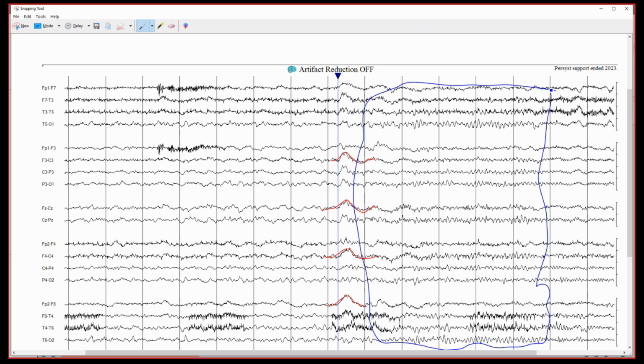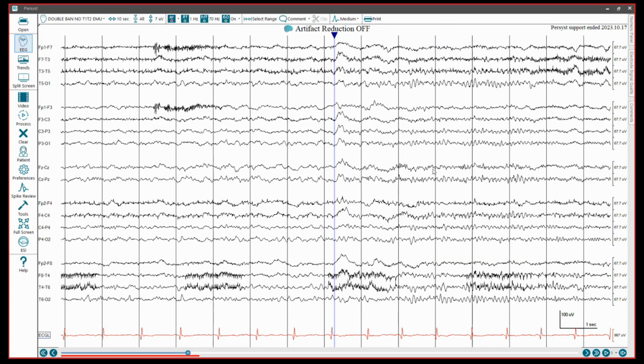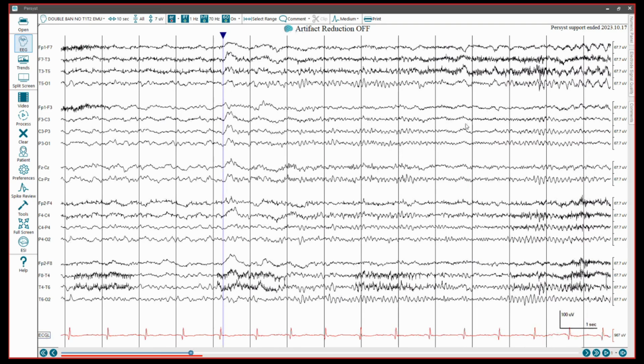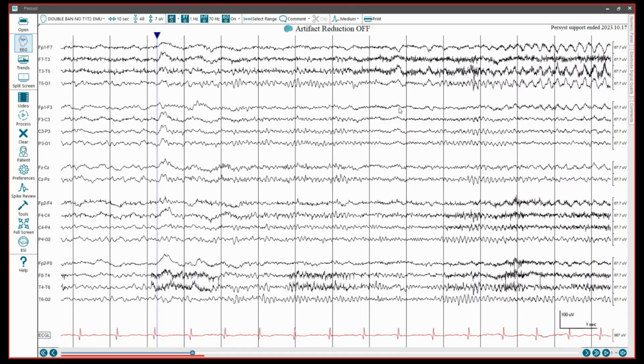In this case, we don't see what I was talking about earlier, that diffuse PDR or diffuse alpha. This patient just basically transitions directly to their awake background, and that can happen as well. Okay, and then if we look at the left side right here, right where I have my sweep edge marked, there is a sharp wave discharge.